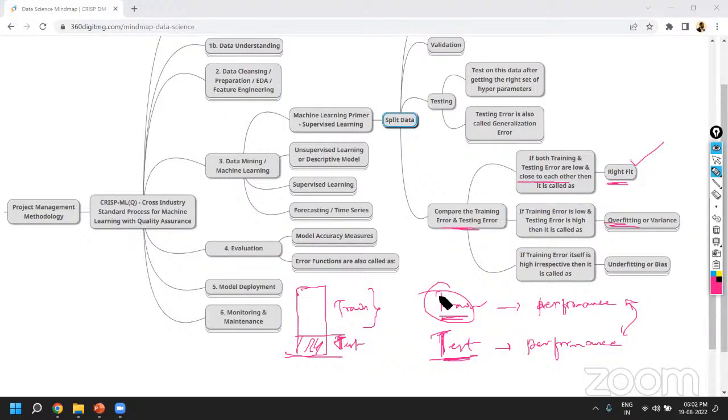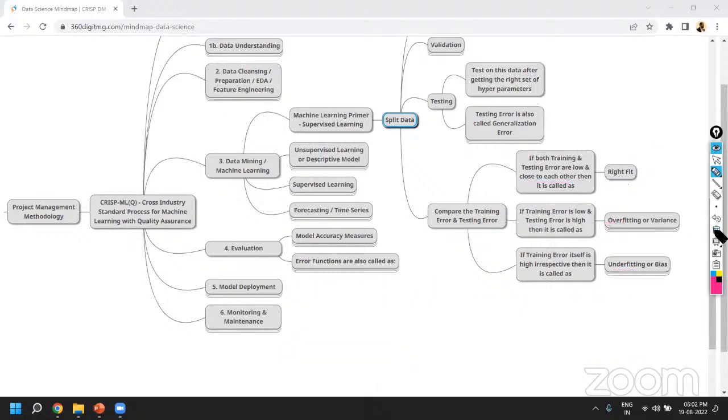If the model does not work on the training data itself, then it is called underfit. That means the training is not sufficient. The model did not learn the pattern. This is called underfit. So these are different techniques that we will use in evaluating the models.